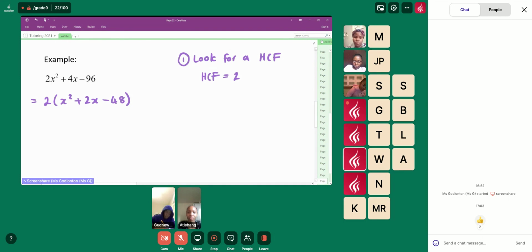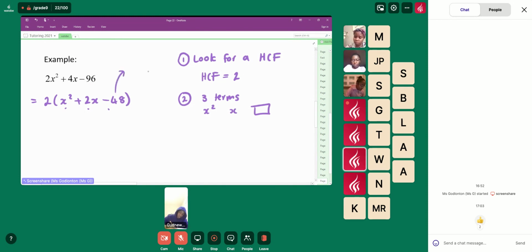Now, once we've done that, then we're going to look at our second step. We're going to be like, well, how many terms is it? Could I do difference of 2 squares? Could I do a trinomial? I've got 3 terms, and they follow my pattern of having x squared and x and a number. So it's a trinomial. So I'm going to look at my factor pairs of 48.